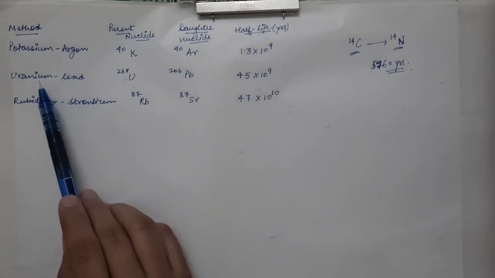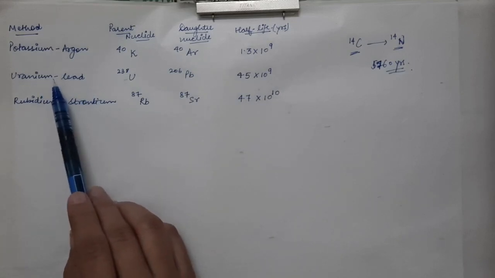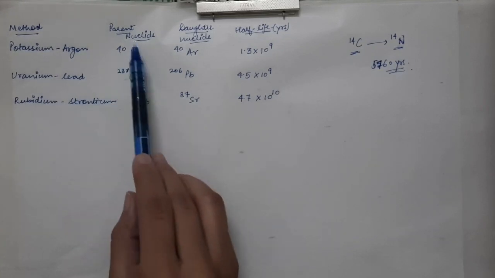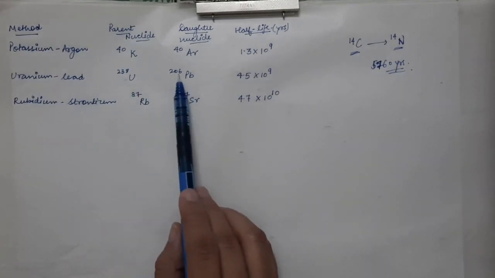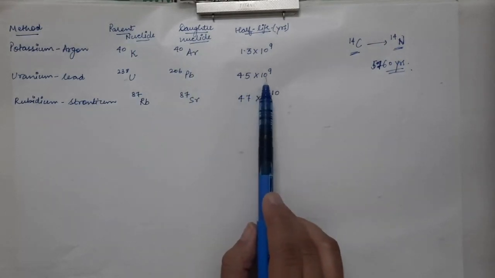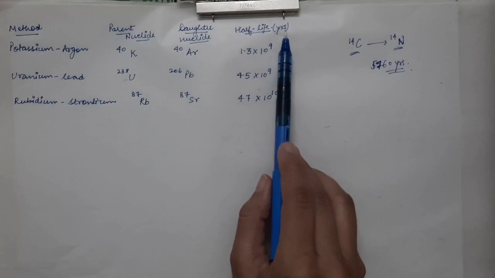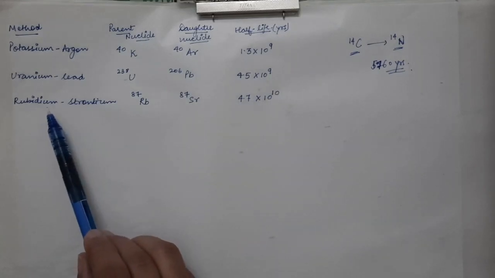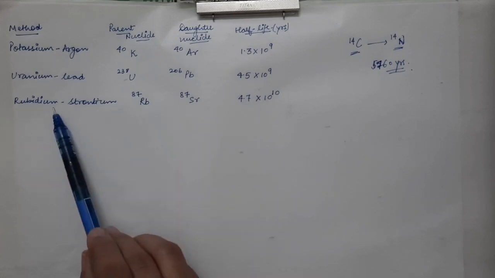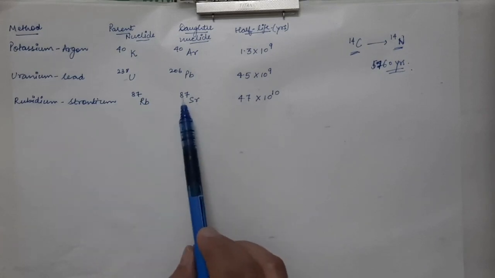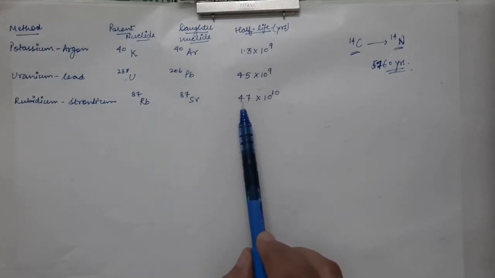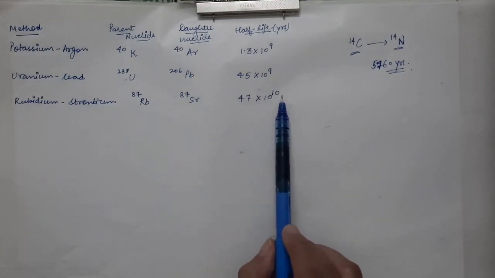Now the second method is the uranium lead method. In this case uranium-238 is the radioactive parent nuclei, and lead-206 is the daughter nuclei, with a half-life of 4.5 into 10 power 9 years. Then the last one is the rubidium-strontium method. In this case rubidium-87 is the parent nuclei which decays into strontium-87, the daughter nuclei, with a half-life of about 4.7 into 10 power 10 years.